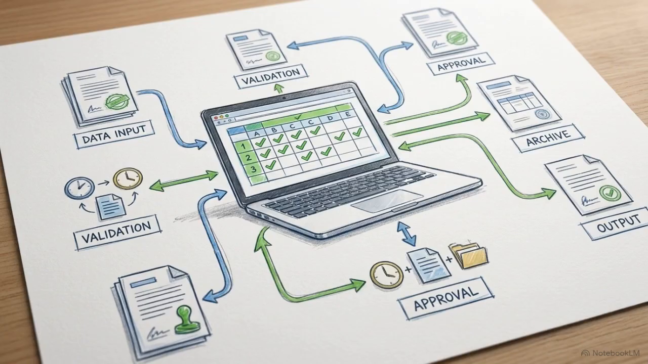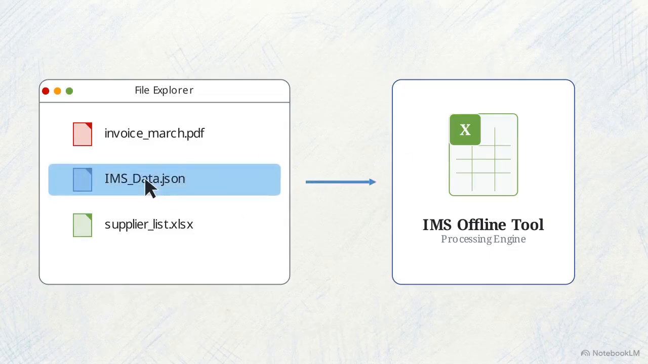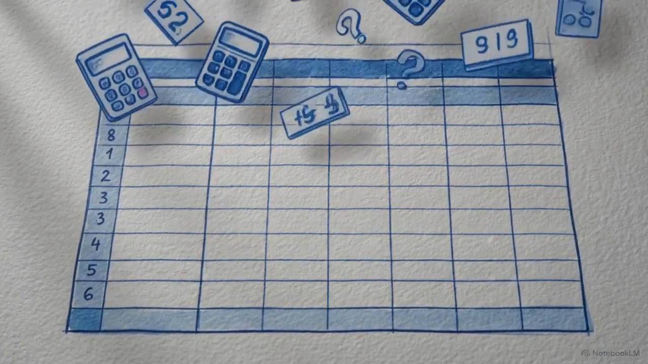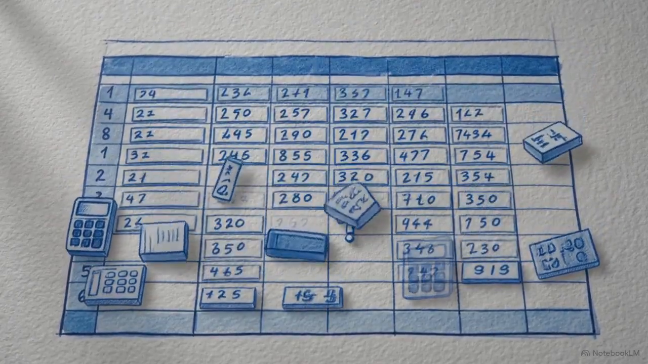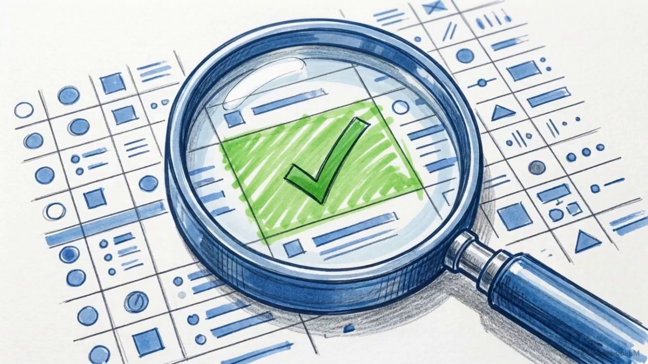Now, go ahead and open your fully configured IMS Excel utility. On the home sheet, click this blue button labeled Open Downloaded IMS JSON File. Select the JSON file you just pulled from the portal. The Excel tool will automatically parse the code and populate the proper worksheets with all your supplier invoice details, row by row. By pulling this raw data into a local spreadsheet, you bypass the portal's loading times. You can review your entire ledger without waiting for a web page to refresh.